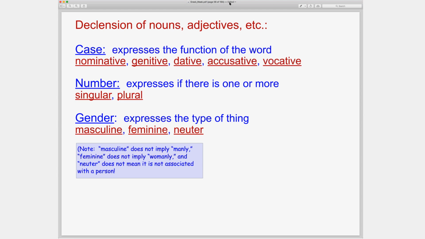What you've all been waiting for. Case. Remember, in English we had subjective and objective case. Now, in Greek, we will have nominative, genitive, dative, accusative, or vocative case. The inflection of the word, the way that it's spelled, usually in the ending of the word, will determine what the case is. The number is either singular or plural, and then gender is either masculine, feminine, or neuter.